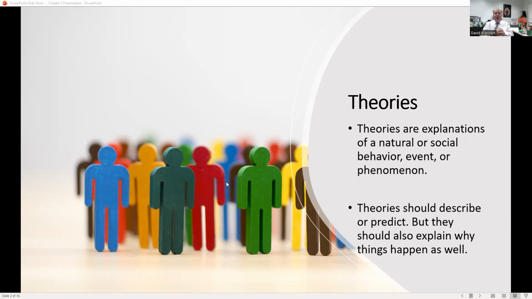So as long as you have the ability to explain well the things that are happening in your theory, you should be okay with your theory. It should be testable at that point. So that's what theories do. They describe and predict, but they also explain why they're describing and predicting.